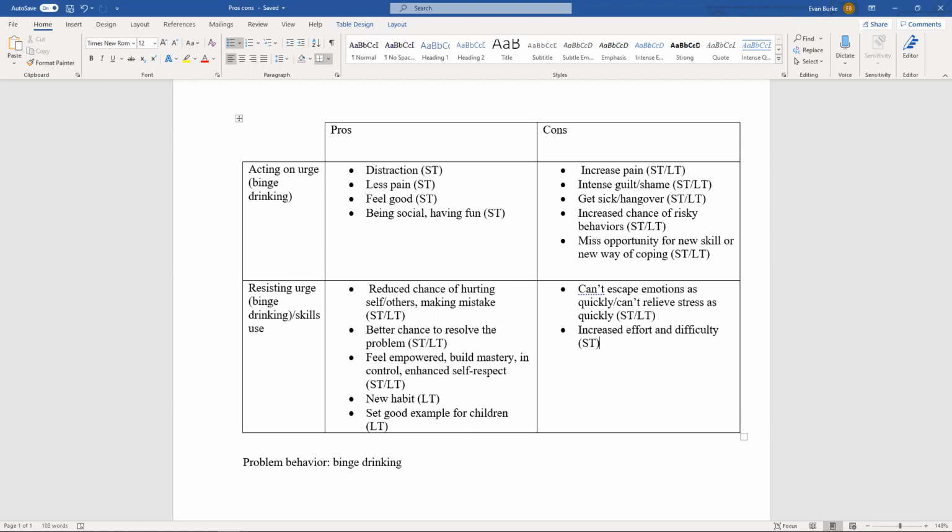Okay. All right, so overall, that was how to do a proper pros and cons analysis based on the DBT skills manual. And I hope that was very helpful for y'all.